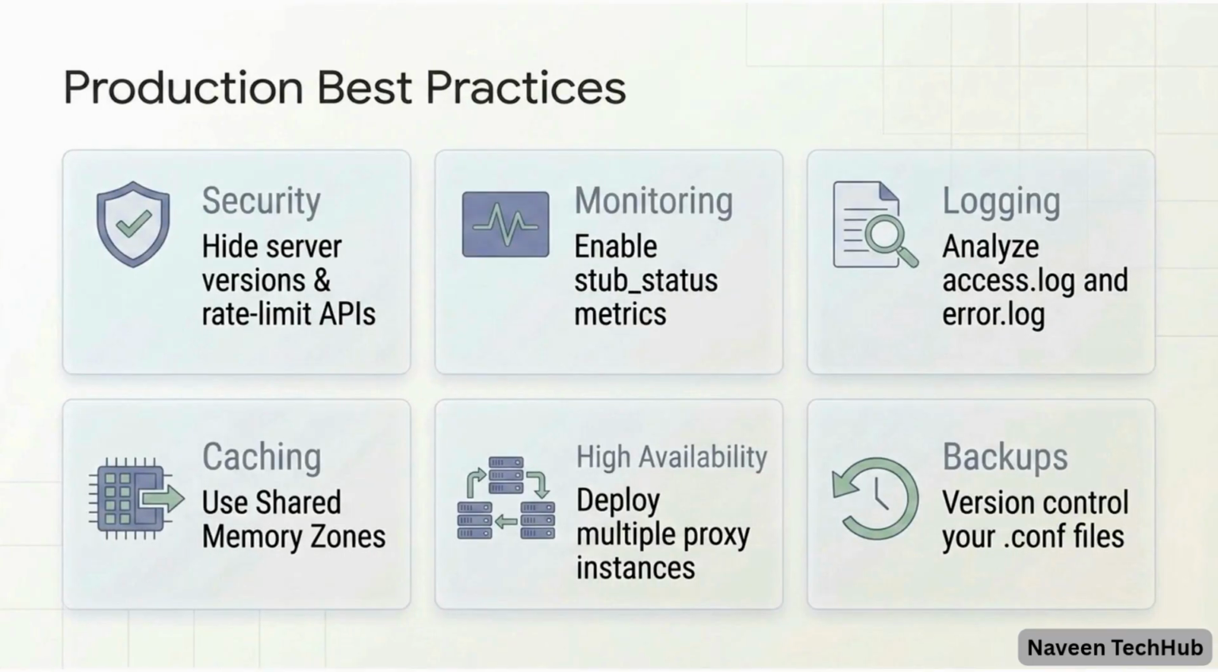Before going to production, there are several things I always want engineers to think about. Start with security. Hide unnecessary server information, restrict access, and protect sensitive endpoints. Then monitoring. Track health and performance. Logging is essential for troubleshooting. Use caching where it makes sense. Design for high availability using multiple instances, and version control your configuration. In real DevOps environments, the web server configuration should be treated like application code. Reviewed, tested, automated, and monitored.